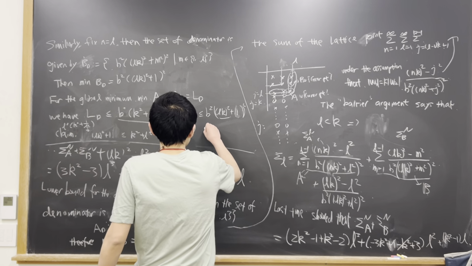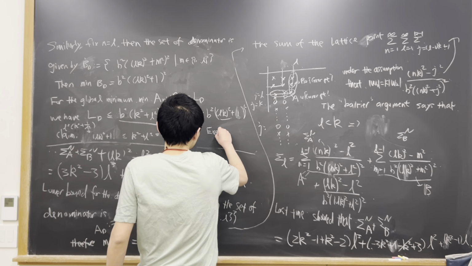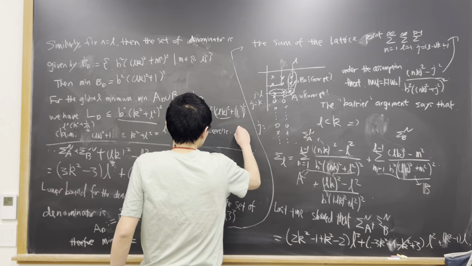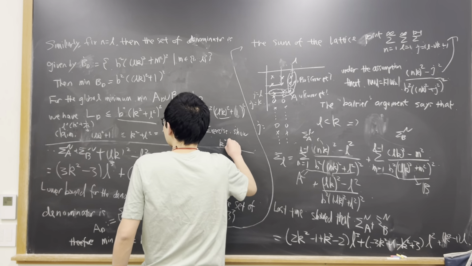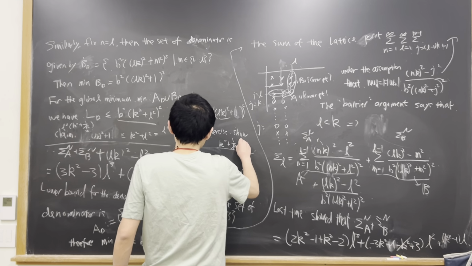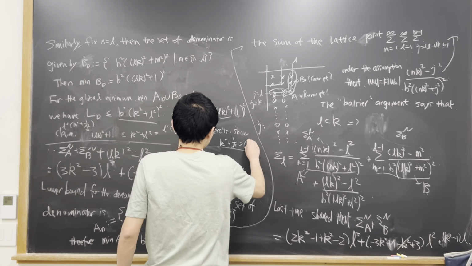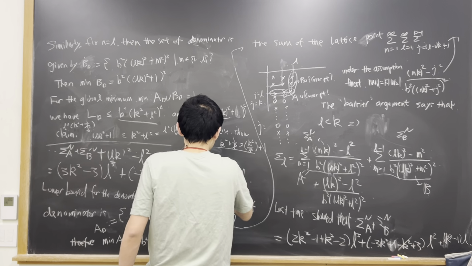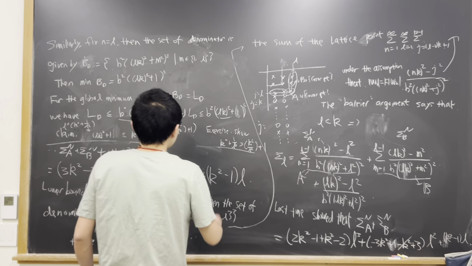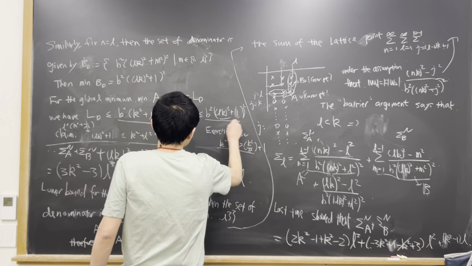So show that K squared plus 1 over L squared is bigger than the K squared over L squared plus 1. Okay. So therefore, this is the global minimum.